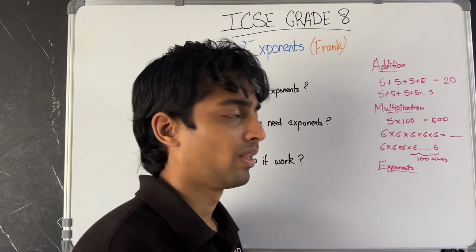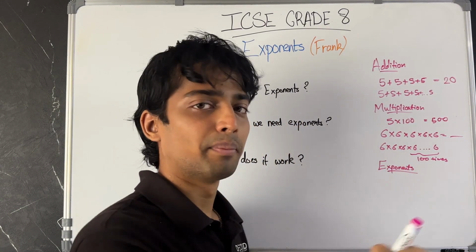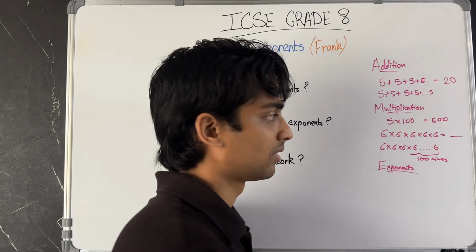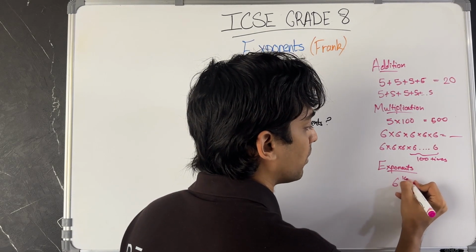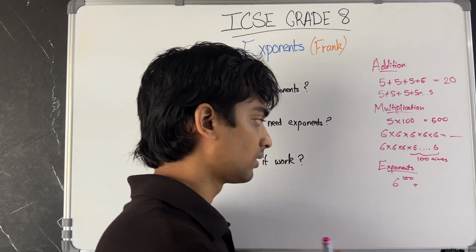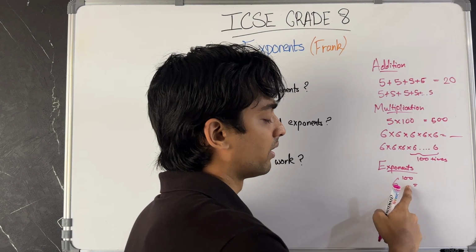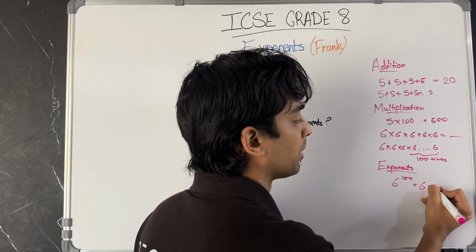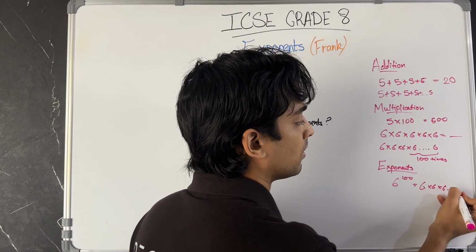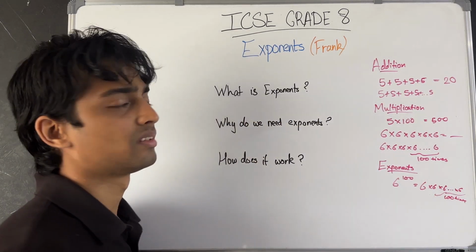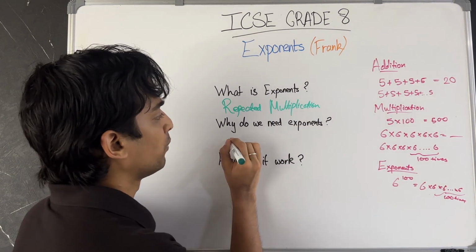So here, if a number is getting multiplied by itself multiple times, we can simply write it as exponents. So we will write it as 6 raised to 100. And this is the base and this is the index or power. So 6 raised to 100 will be 6 multiplied by itself 100 times. So now we can answer this question, what is exponents? It's just repeated multiplication. Why do we need exponents?